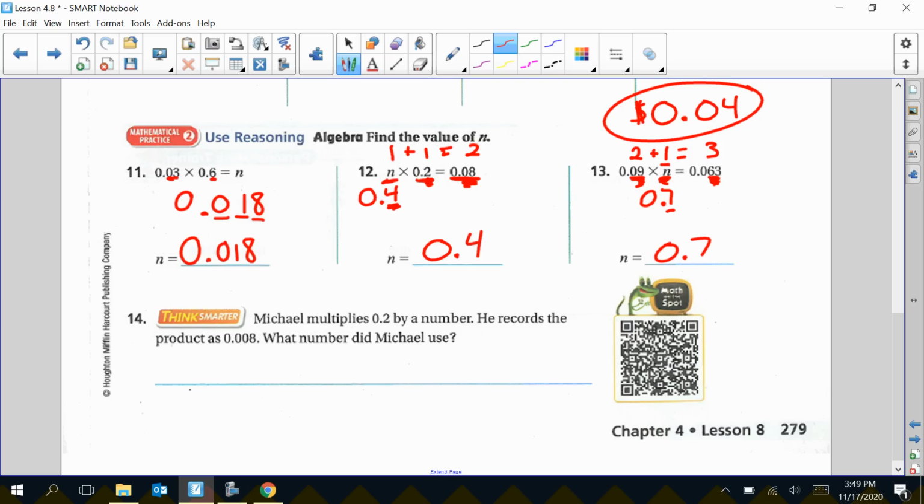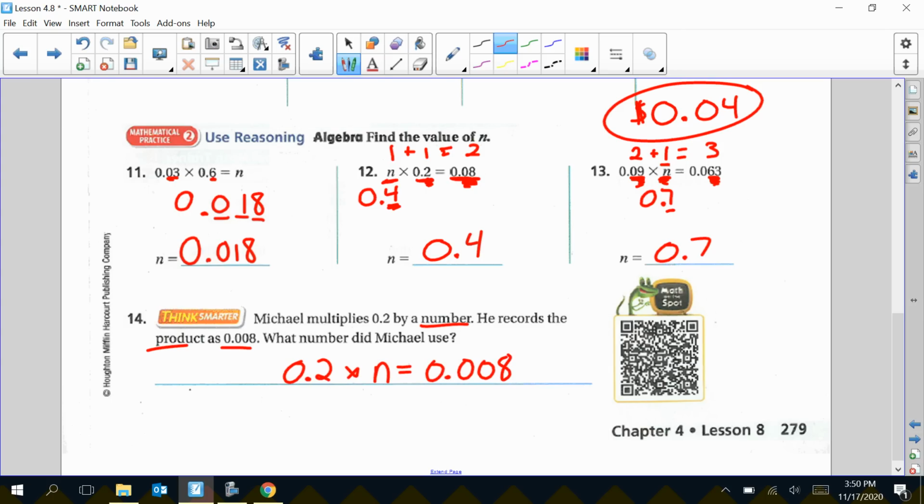Last question, number 14. Michael multiplies 2/10 by a number. We're not sure what number, but he multiplies 2/10 by that. He records the product, or the answer, of 8 thousandths. What number did Michael use? So we're thinking 2/10 times n, a number, equals 8 thousandths.